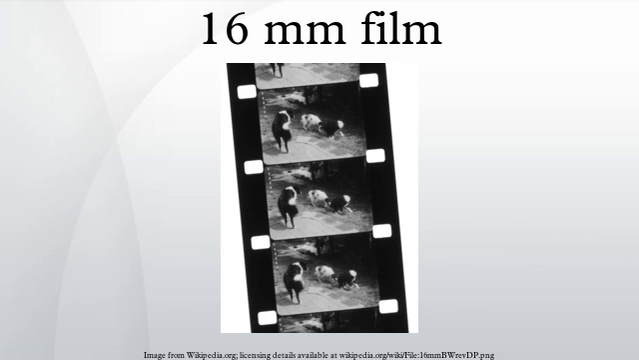Double perf 16mm film, the original format, has a perforation at both sides of every frame line. Single perf is perforated at one side only, making room for an optical or magnetic soundtrack along the other side.